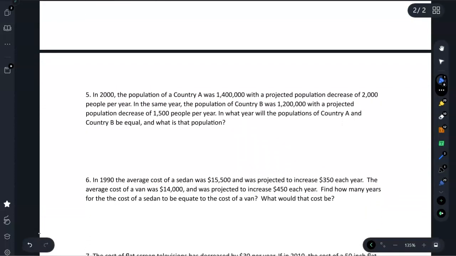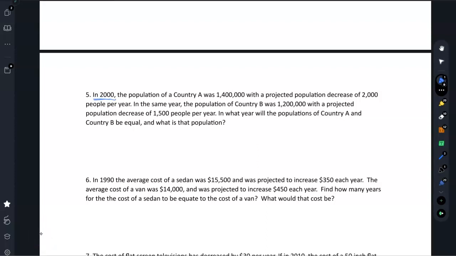Number 5 says in 2000, the population of country A was 1,400,000 with a projected population decrease of 2,000 people per year. In the same year, the population of country B was 1,200,000 with a projected population decrease of 1,500 people per year. In what year will the populations of country A and country B be equal, and what is that population? Okay, so I'm going to keep in mind that I'm starting at year 2000.